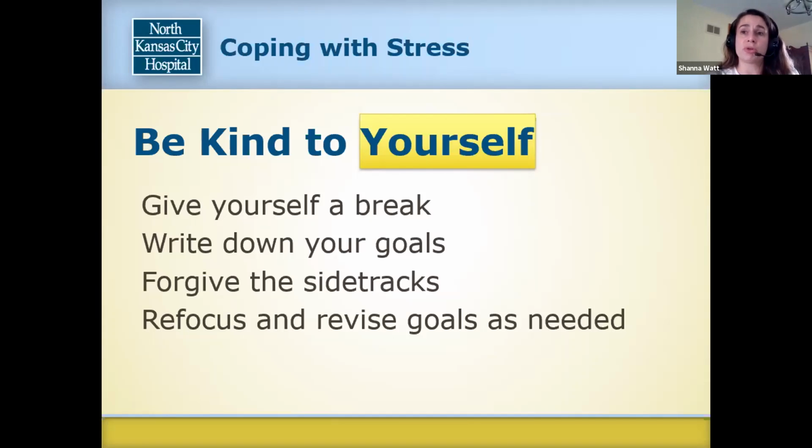But give yourself a break. If you get sidetracked and it doesn't work out, give yourself a break. So like I said, forgive your sidetracks. There's a whole bunch of things in life that can take us and knock us right off our rails. We have to acknowledge, okay, I got knocked off the rails, and get right back on the rails. Don't beat yourself up to the point of not getting back on the rails. That's very, very important. So refocus and revise goals as needed.